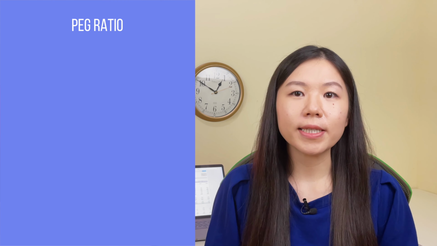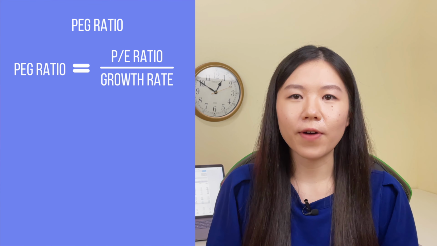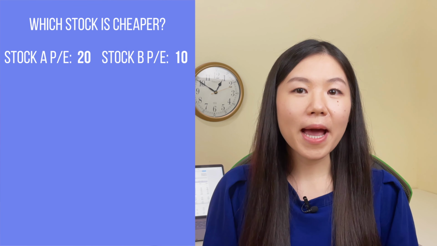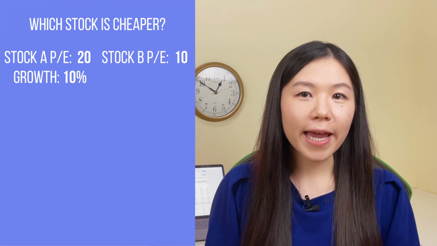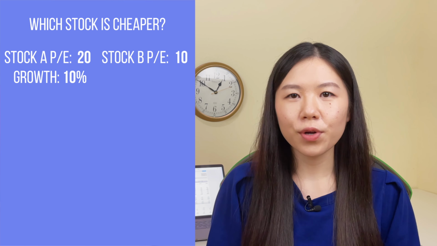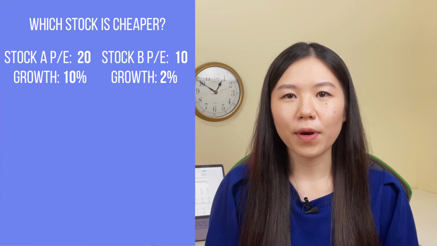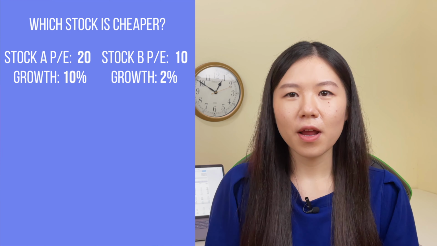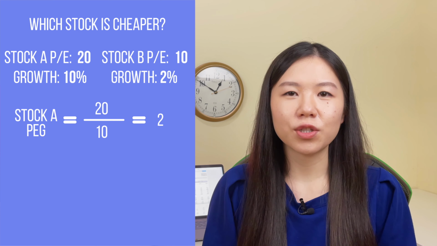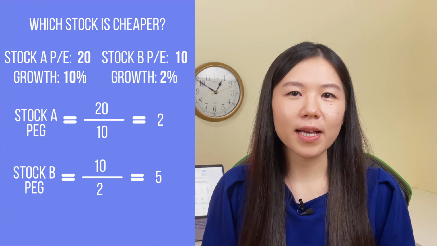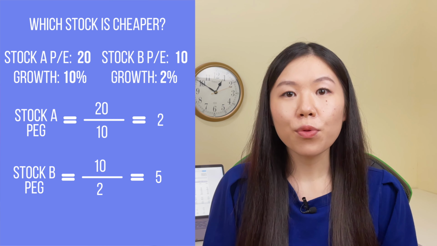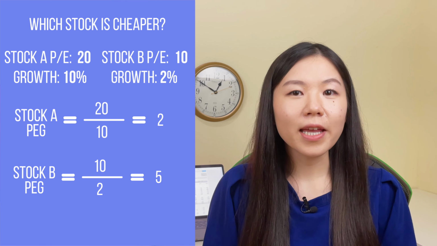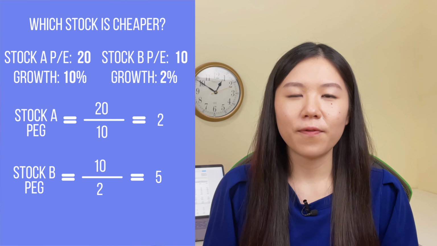Instead, we need to look at the PEG ratio, which is where we take the price to earnings ratio divided by the growth rate. Looking back at the example, if stock A has a growth rate of 10% per year, while stock B has a growth rate of only 2% per year, then the PEG ratio for A is 2, and the PEG ratio for B is 5. So when we take growth rate into consideration, stock A is actually a better value than stock B.